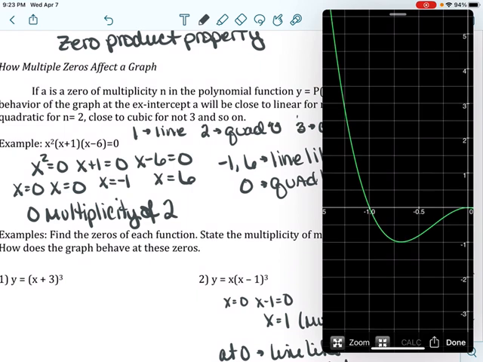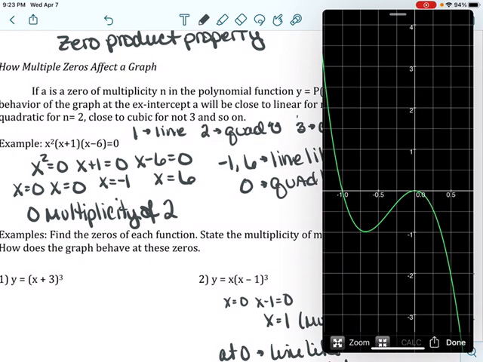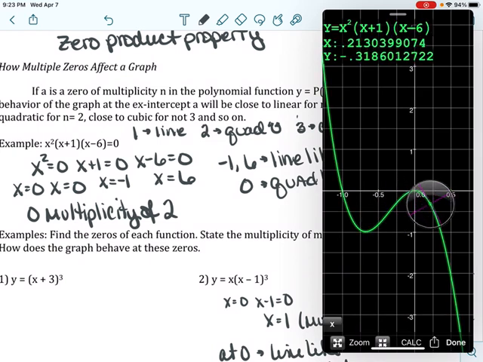But at 0, see the U? U-shaped. That's quadratic-like. So that tells us what's going on there at that point. Where here at -1, it goes right through. Not straight, but pretty line-like. And that's what we mean by that.